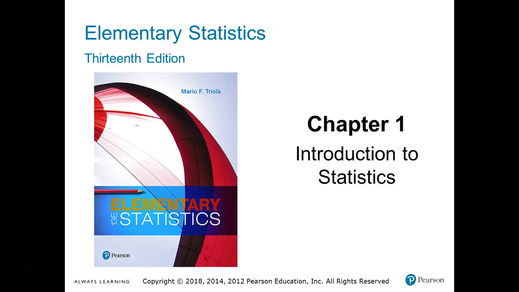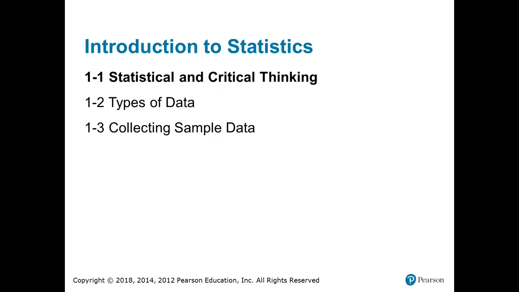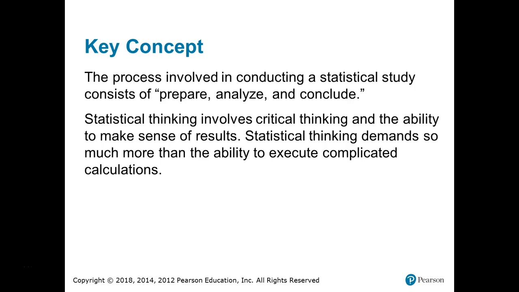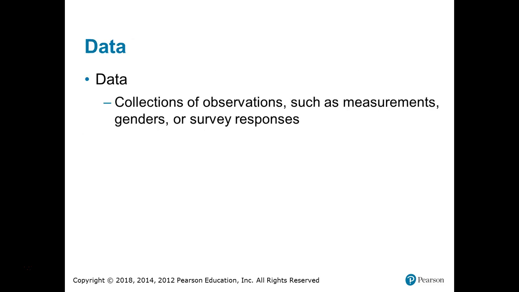Hello students, in this video we are going to go through Chapter 1, Introduction to Statistics, Section 1, Statistical and Critical Thinking. So the key concept here is the process involved in conducting a statistical study consists of prepare, analyze, and conclude. So statistical thinking involves critical thinking and the ability to make sense of results. Statistical thinking demands so much more than the ability to execute complicated calculations. Again, it's not just about number crunching, it's more about thinking critically and looking at it from different angles.